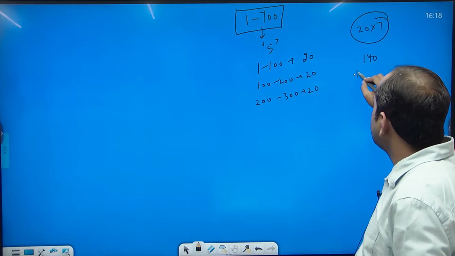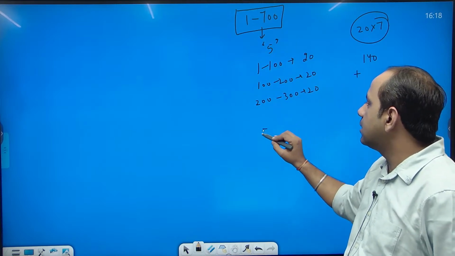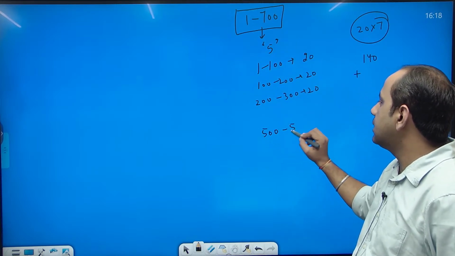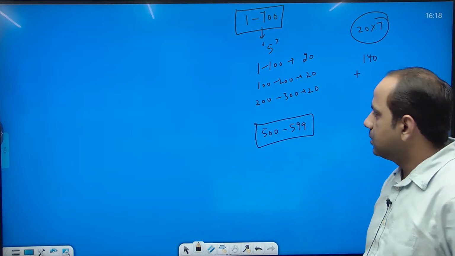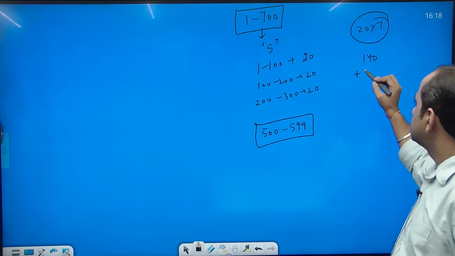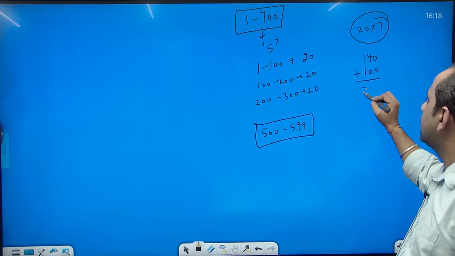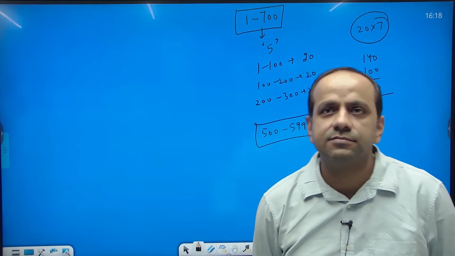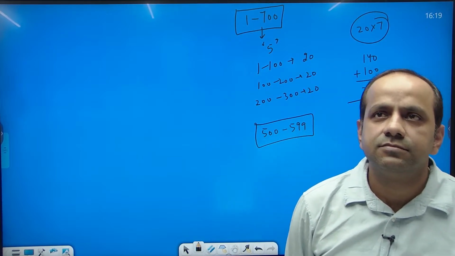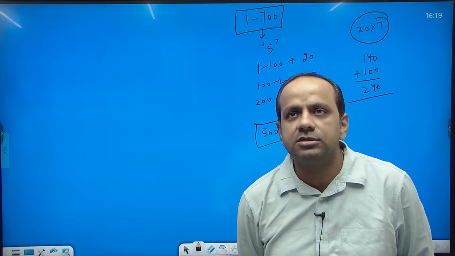But at the same time, from 500 to 599, how many times are we getting it at the 100 place? 100 times. So you have to add this 100. So the final answer should be 240. Any doubt in this? Yes or no?